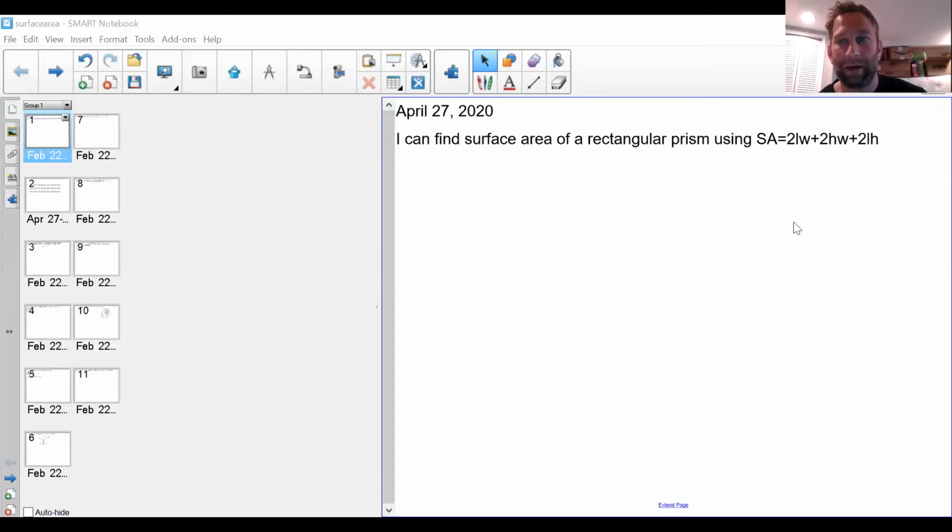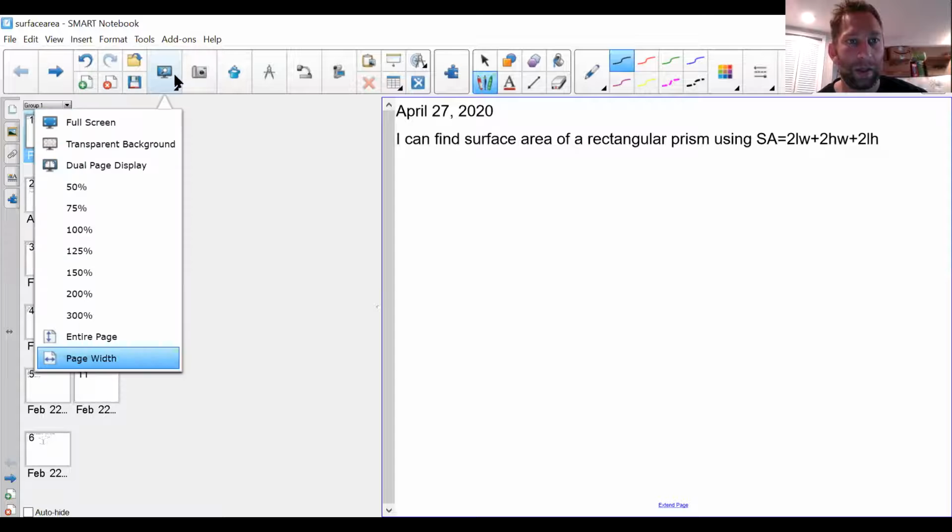Good morning. It is Wednesday, April 29th, and today we are going to find surface area of a rectangular prism using surface area equals 2LW plus 2HW plus 2LH. Let's talk about what we're doing here. Let me just draw in a rectangular prism here.